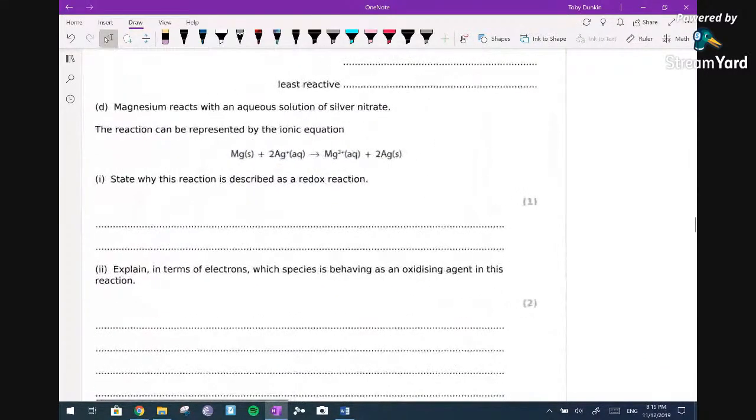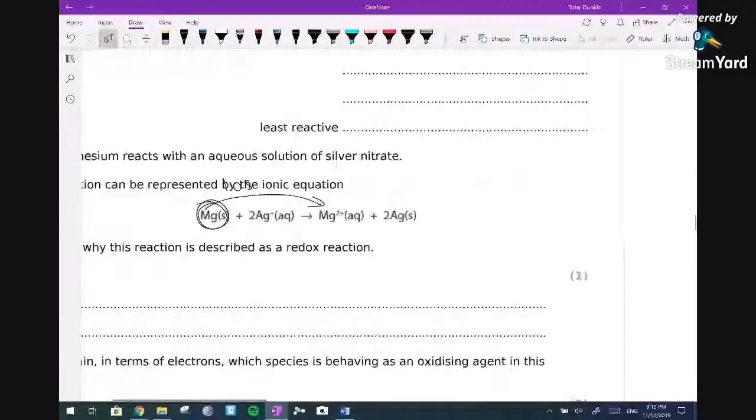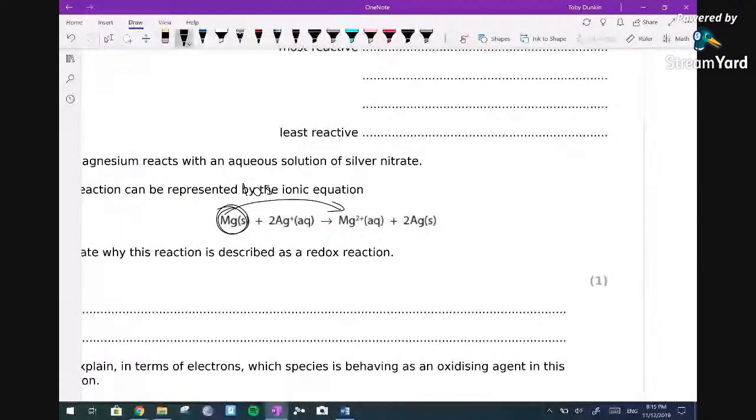Next, state why the reaction is described as a redox. Right, 1 mark. Magnesium is losing electrons. I'm trying to write on my tablet. This is losing electrons because it's becoming positive. Oxidation is loss. So Mg is going through oxidation. We would say magnesium metal is going through oxidation because it is losing electrons.